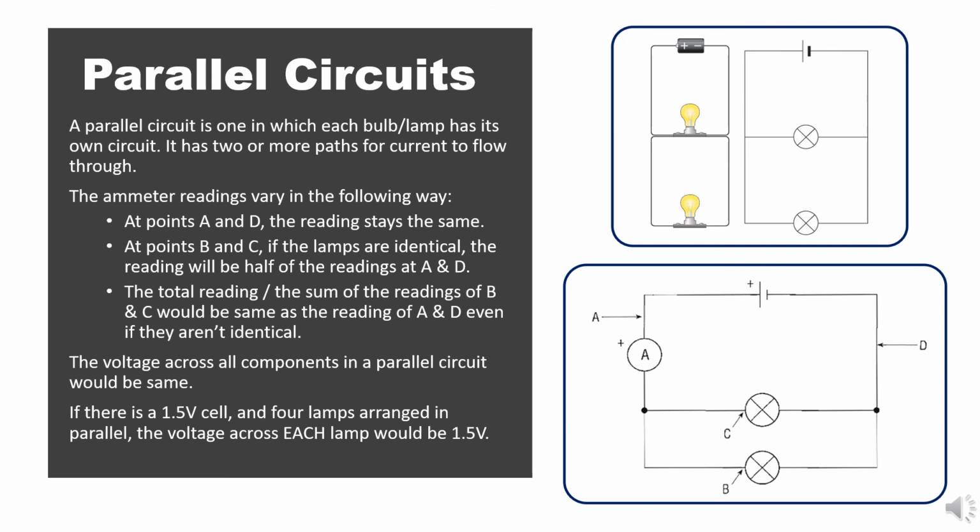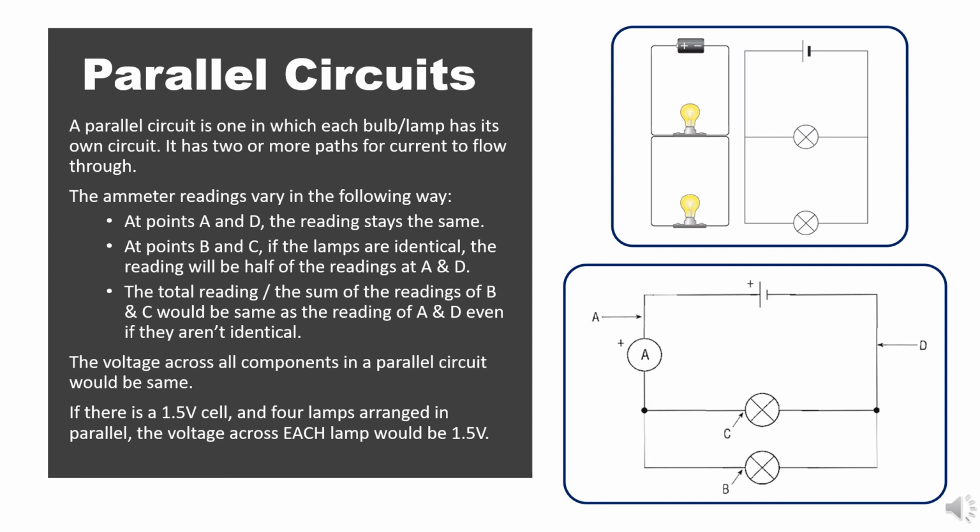Parallel circuits. A parallel circuit is a circuit in which each bulb or lamp has its own circuit. It has 2 or more paths for current to flow through it. In reference to the second diagram as shown in the picture, the ammeter readings vary in the following way. At points A and B, the reading stays the same. Whereas at points B and C, if the lamps are identical, the reading will be half of the readings of A and B. The total reading or the sum of the readings of B and C would be same as the reading of A and B, even if they aren't identical.